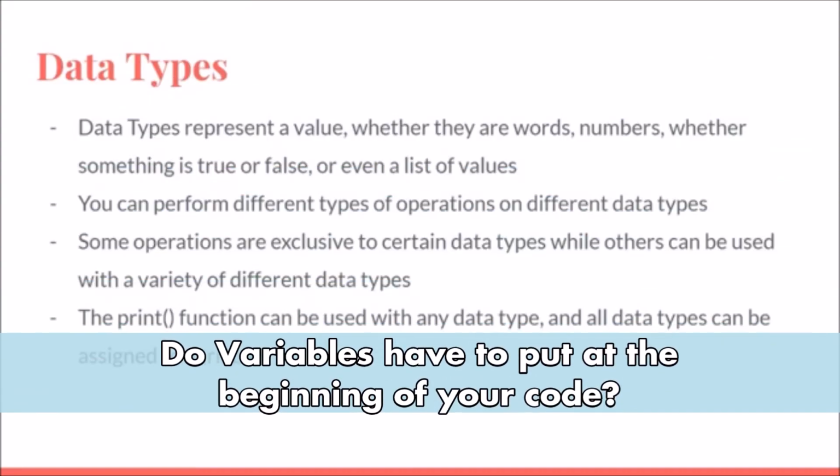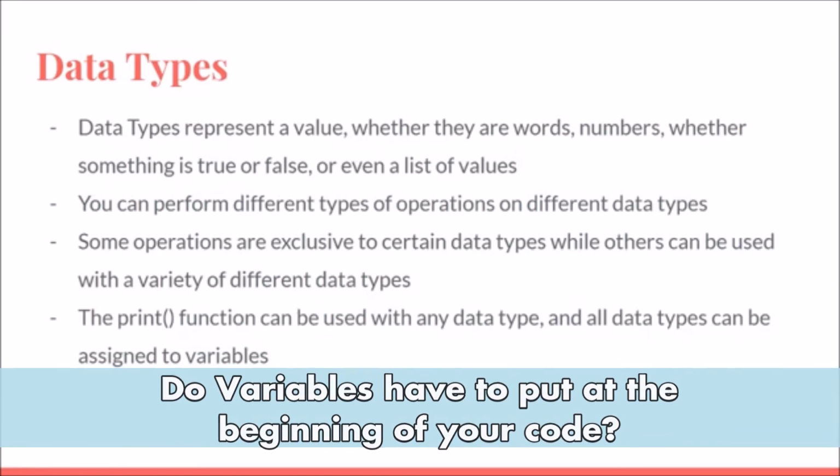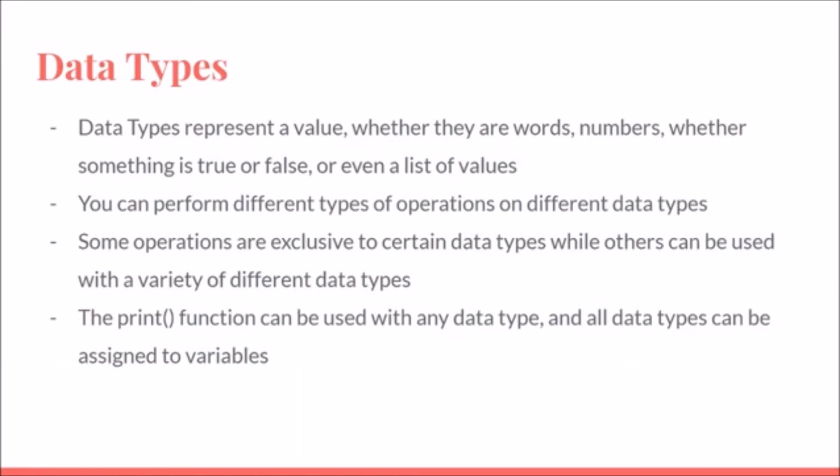Do variables have to be in a specific place? Well, they could be anywhere in your code. They can be in the beginning, they could be at the end, they could be anywhere. But where you reference them is important.